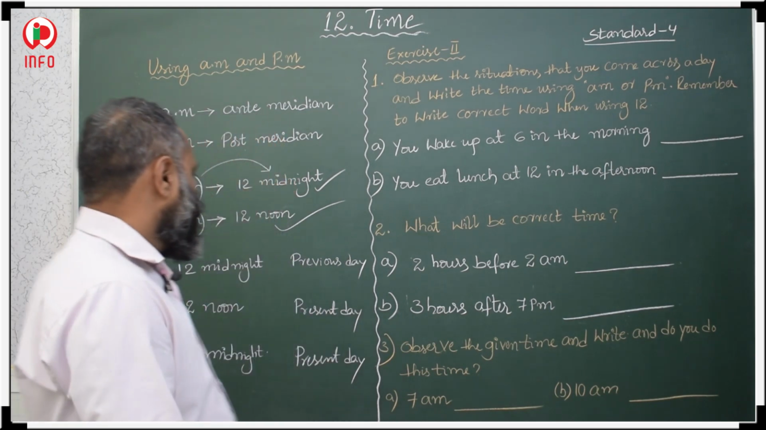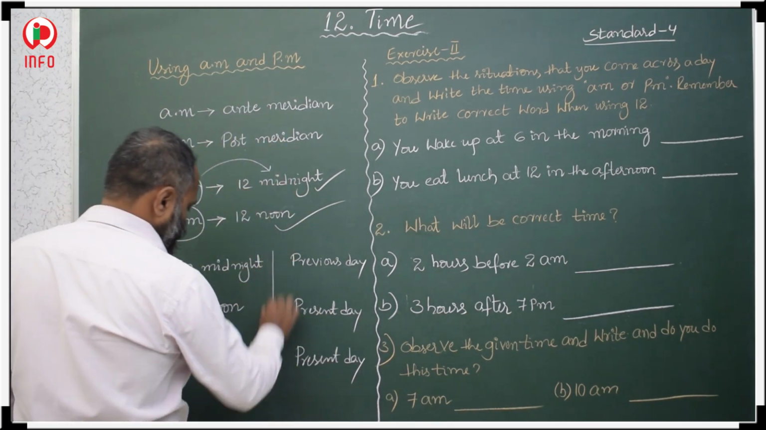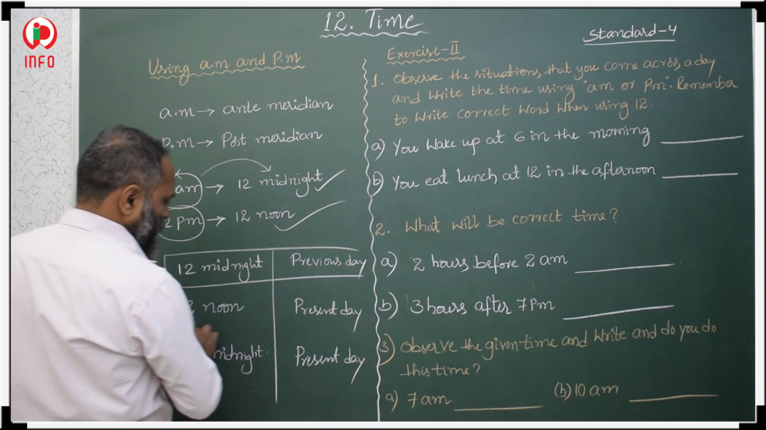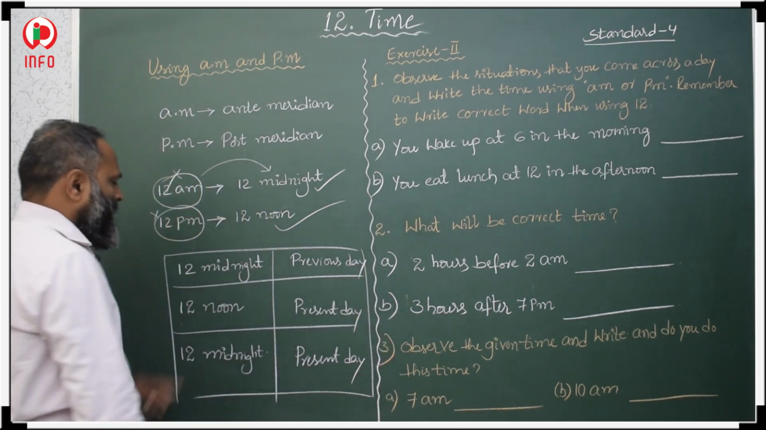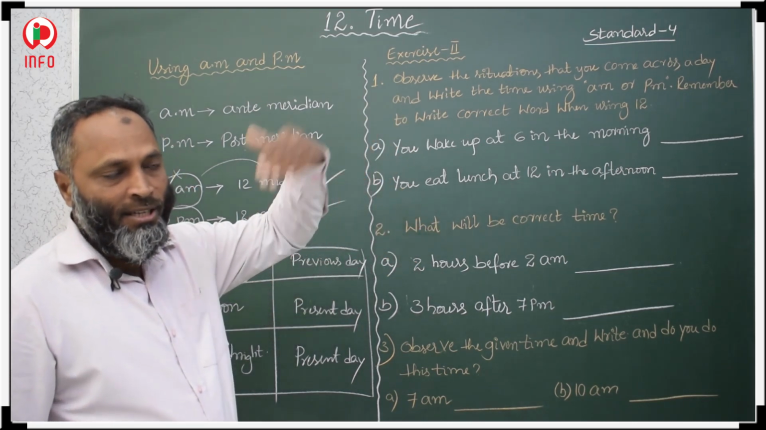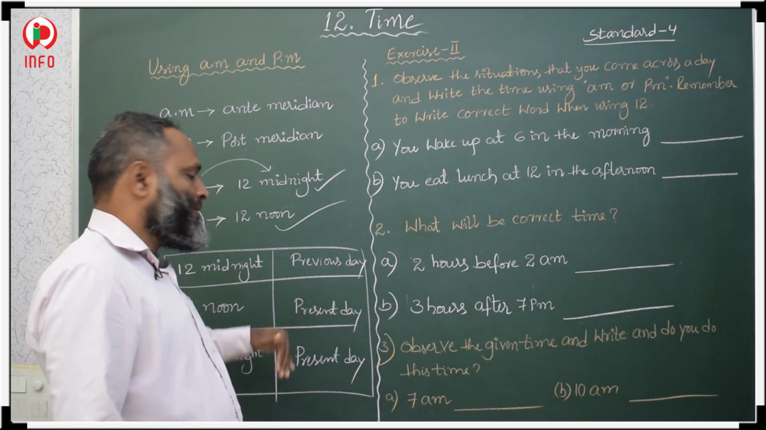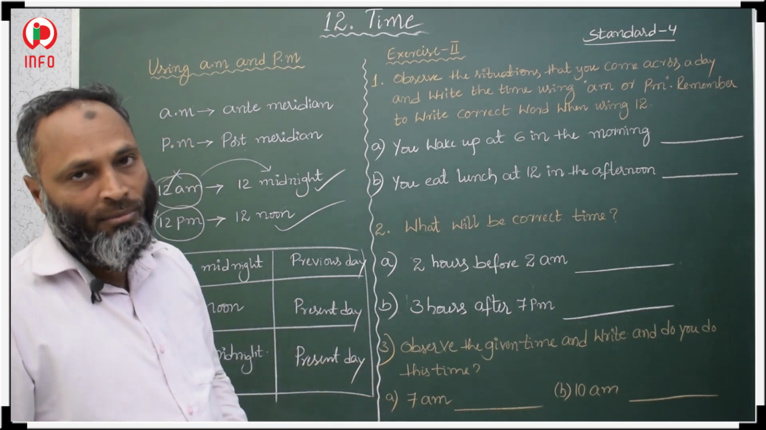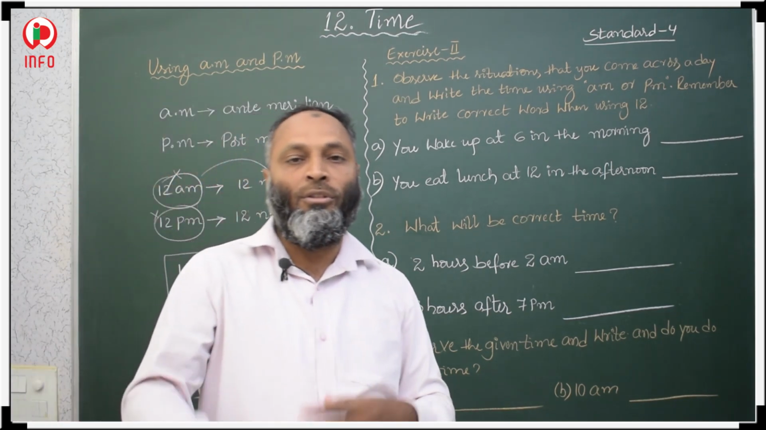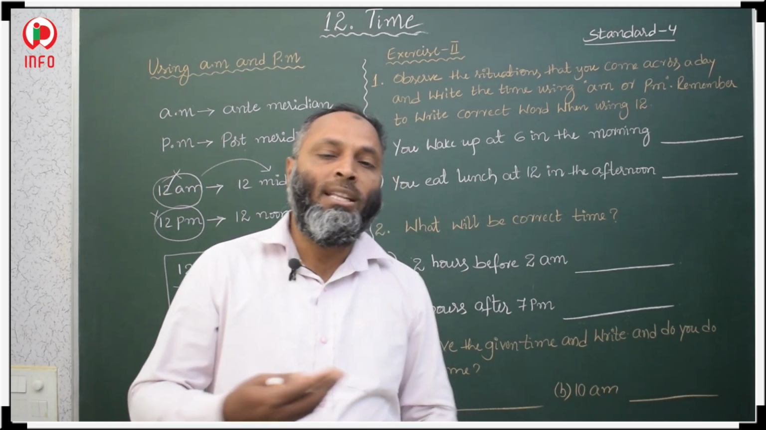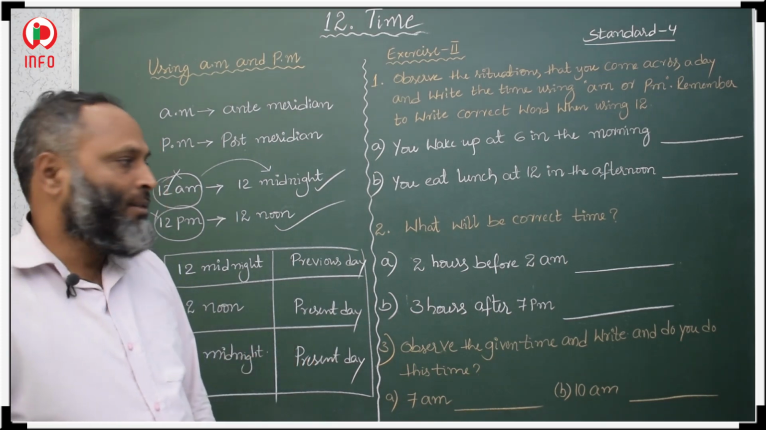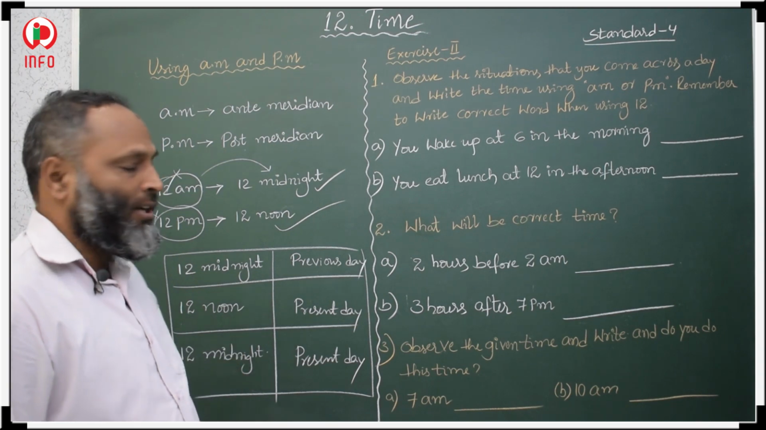Now, what are 12 noon and 12 midnight? Suppose 12 midnight is of the previous day. After that, the present day's 12 noon will come. Then after that, after completing 1 o'clock, 2, 3, 4, 5, 6 o'clock continuously, the present day's midnight will come. So this is about midnight, 12 noon and 12 midnight.